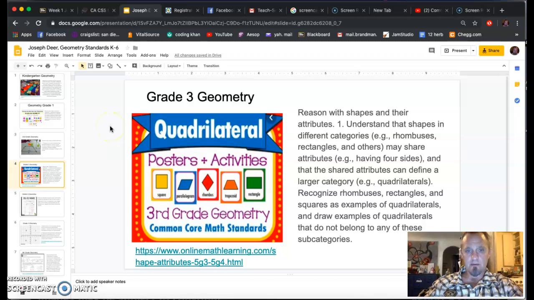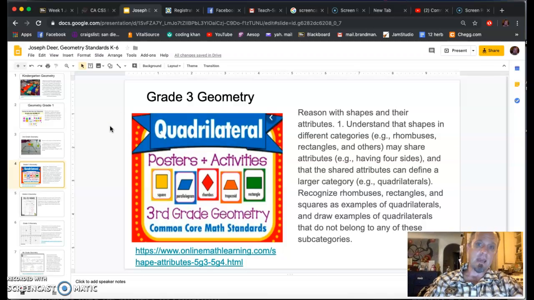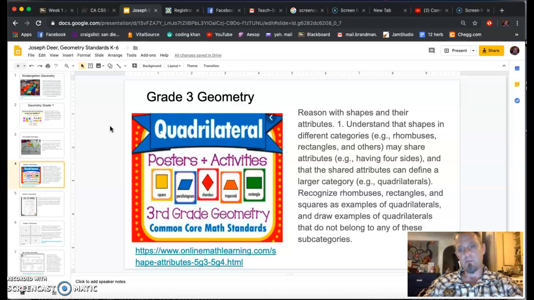And in grade 3, the kids are supposed to be able to understand that shapes in different categories may have the same attributes. So rhombuses and rectangles and squares all have 4 sides. I don't think I ever mastered what a rhombus is. Exactly. The vocabulary was always tricky for me. So it's good that they can have this structure to really pin down some of these more esoteric terms.